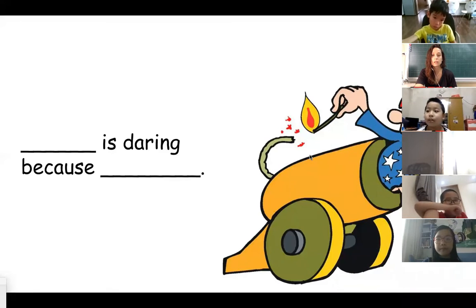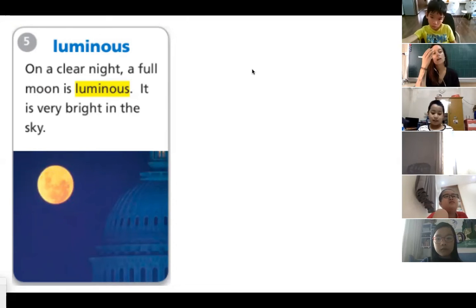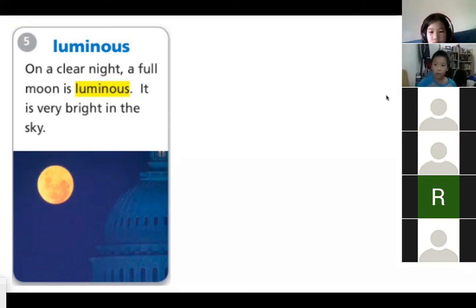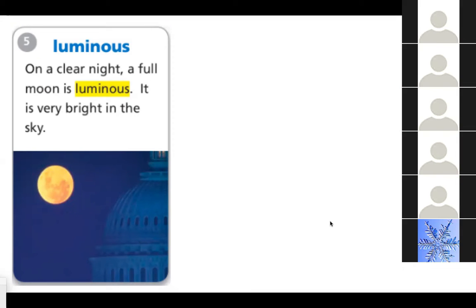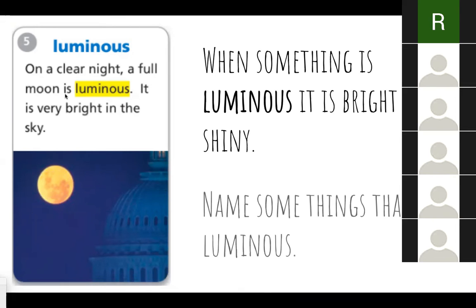All right, very good. We're going to move on. Our next word is luminous. On a clear night, a full moon is luminous. It is very bright in the sky. So what kind of word is luminous? Kent, what kind of word is luminous? Adjective. Very good. It's an adjective, and do you know what it means? Bright. It is very bright. So bright, our synonym, is the word luminous. So when something is luminous, it is bright or shiny.